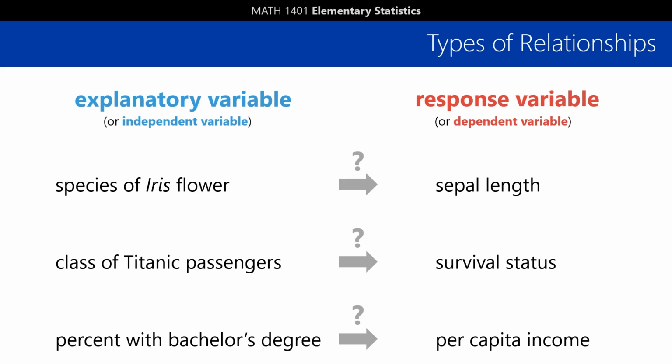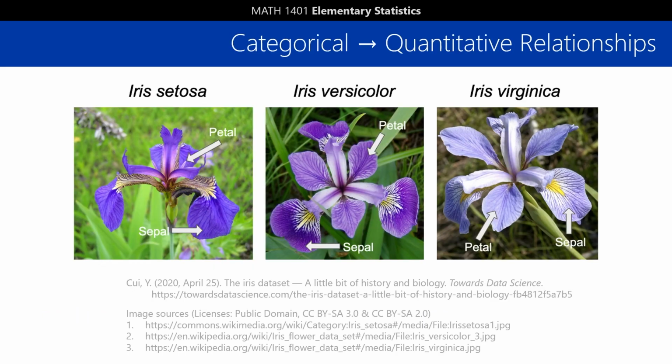To figure out how to show the relationships between the two variables, we need to know whether the explanatory and response variables are categorical or quantitative. Each case leads to a different way of displaying and analyzing the data. First, let's look at categorical to quantitative relationships.